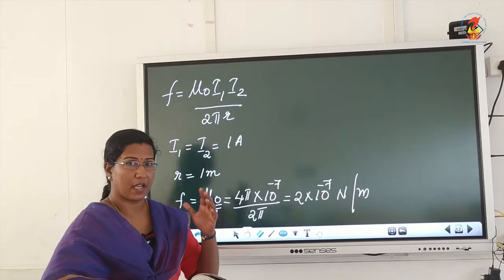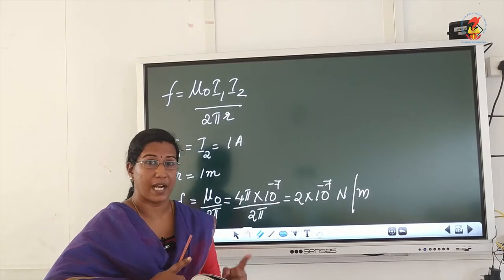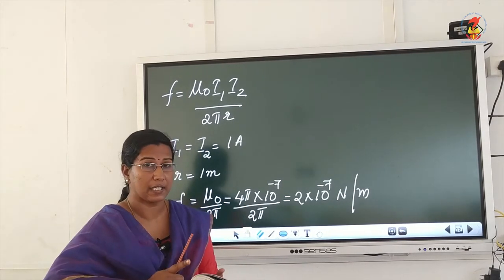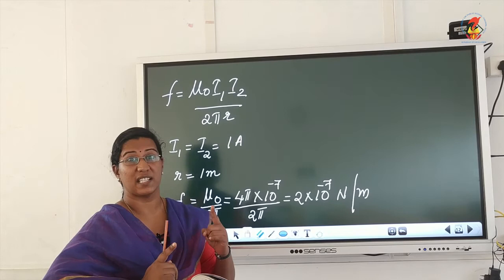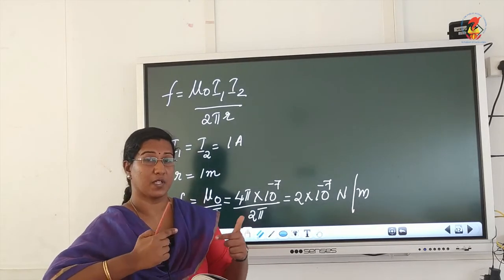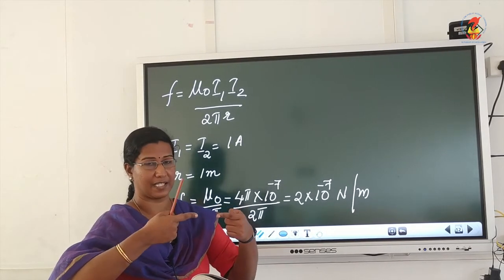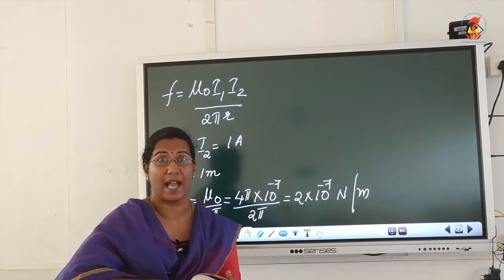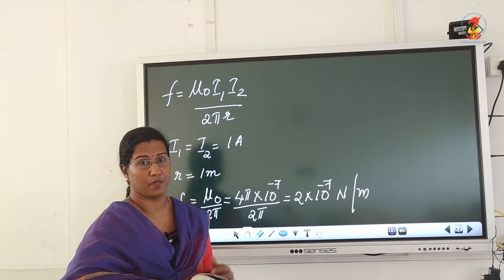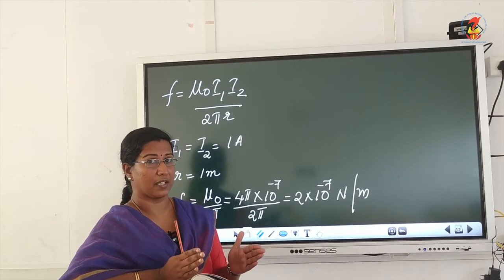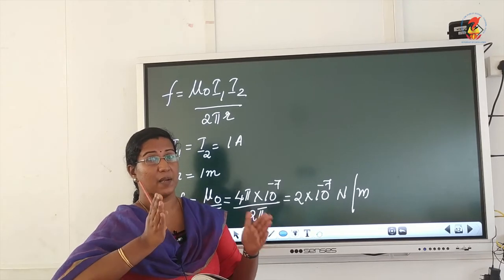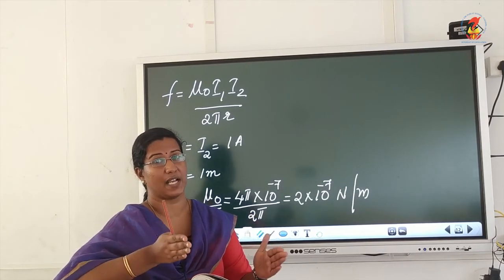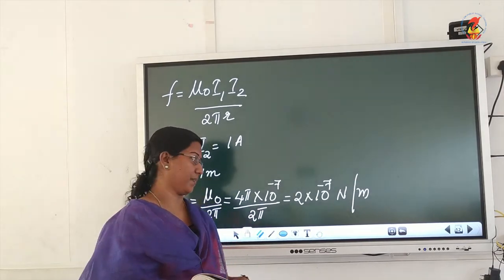Okay. So, one thing which we have to remember is when two conductors are placed parallel to each other and current is flowing in the same direction, the force between them will be towards each other, or we can say the force is attractive. So, two conductors placed parallel to each other with current flowing in the same direction produce an attractive force. Okay.